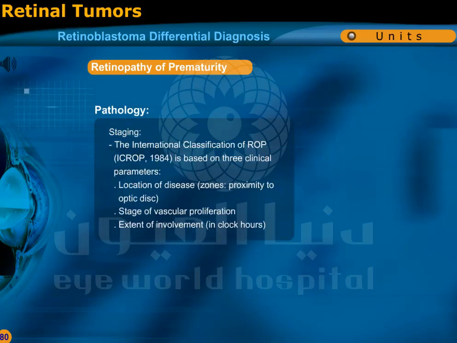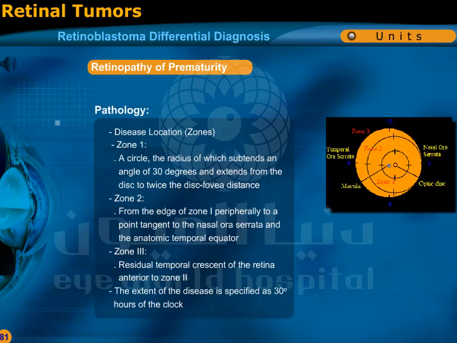Staging: The International Classification of ROP 1984 is based on three clinical parameters: location of disease, zones, proximity to optic disc, stage of vascular proliferation, and extent of involvement in clock hours. Disease location. Zones. Zone 1.